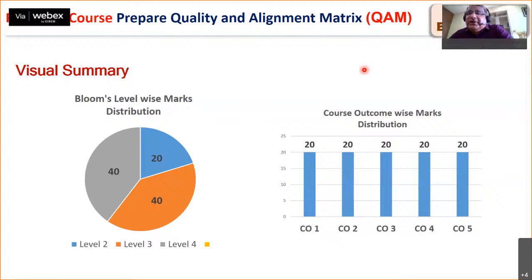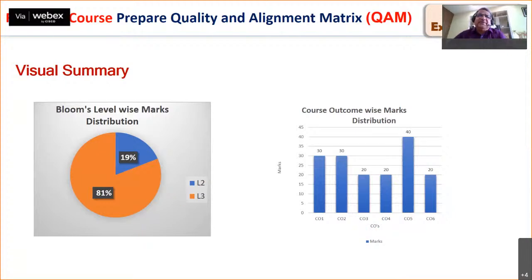See, in theoretical subjects, uniformity is not a compass. That's why, in the next two slides, I want to make it very clear. In this subject, one person has given L2 (understanding) 20 marks, apply level 40, analyze level 40. Here every CO has been given 20% weightage. There is no hard and fast rule that the CO weightage should be the same.